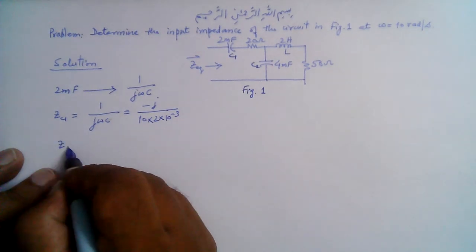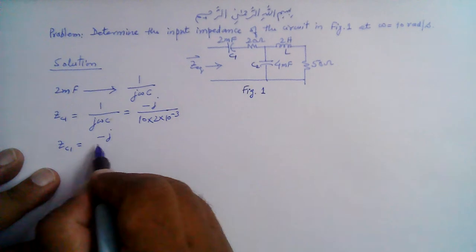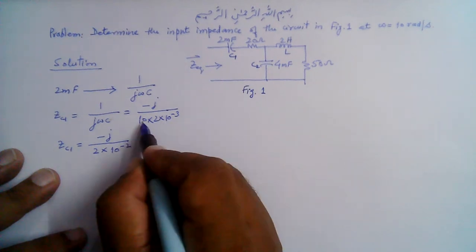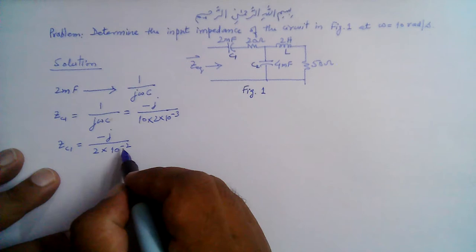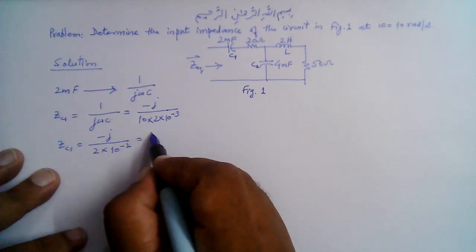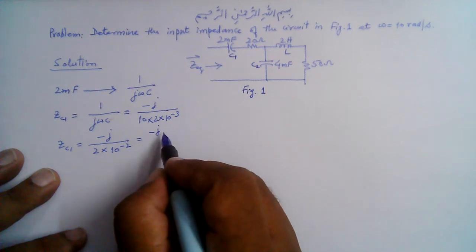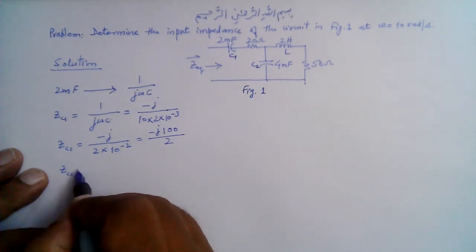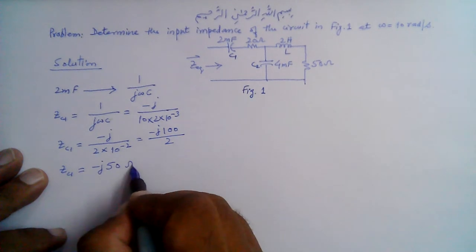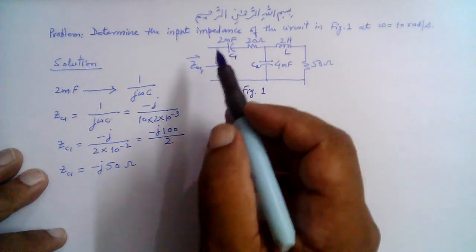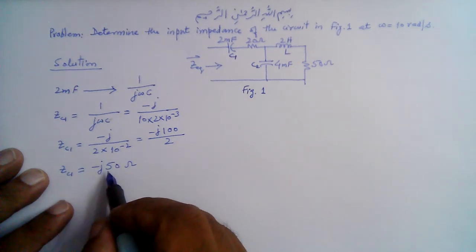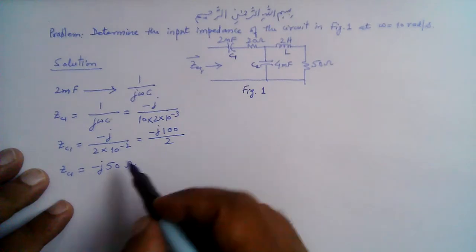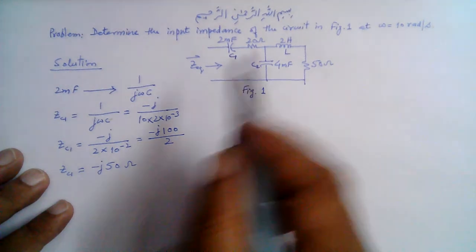So ZC1 is equal to minus J divided by 2 into 10 to the power minus 2. 10 to the power minus 3 multiplied by 10 is 10 to the power minus 2. So 10 to the power minus 2 is in the denominator, and in the numerator it will be minus J multiplied by 10 to the power 2, which is 100, divided by 2. So ZC1 is equal to minus J 50 ohm. So this 2 millifarad capacitor is transformed into a minus J 50 ohm impedance in the phasor domain when the frequency is 10 radians per second. This impedance is dependent upon the frequency. With the change in frequency, the impedance will change.